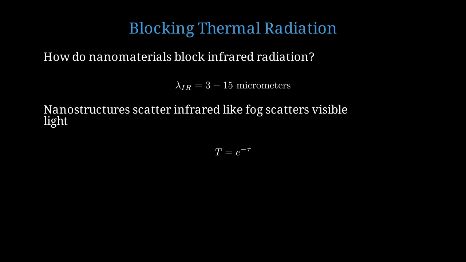The transmission T equals e to the negative tau, where tau is the optical thickness. Greater scattering increases tau and decreases transmission exponentially. Now let us examine specific examples of porous nanomaterials used in building applications.